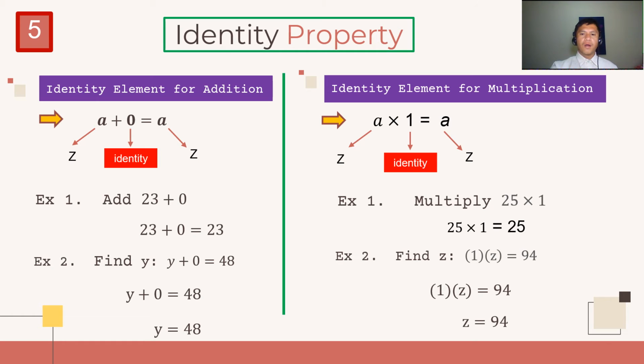Identity property for multiplication states that there exists a unique integer 1 such that for every integer a, a times 1 equals a. It means that when a number is multiplied by 1, the result is the number itself. So example number 1, multiply 25 times 1, the answer is 25. Example number 2, find z, where the equation is 1z equals 94. So 1 times z, that is z, and z is equal to 94.